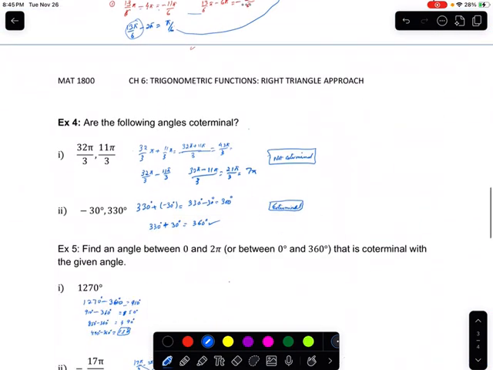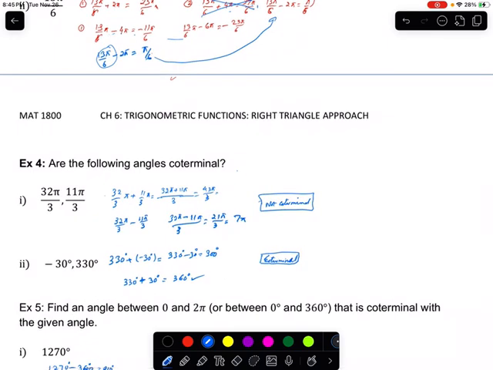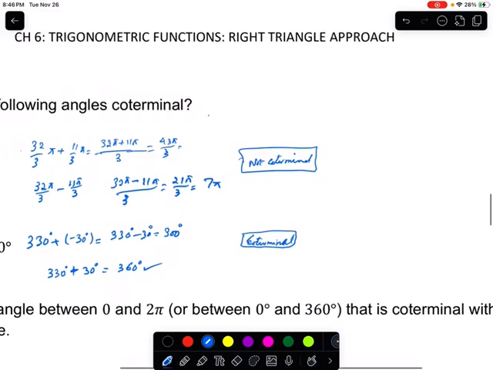The next example asks whether you can tell if the given angles are coterminal or not. How would you check that? Well, you will add and check if the answer is a multiple of 2 pi or 360. If not, then subtract the angles. If you get a multiple of 2 pi or 360, yes, they are coterminal. If you don't get a multiple of 2 pi or 360, we say the angles are not coterminal.